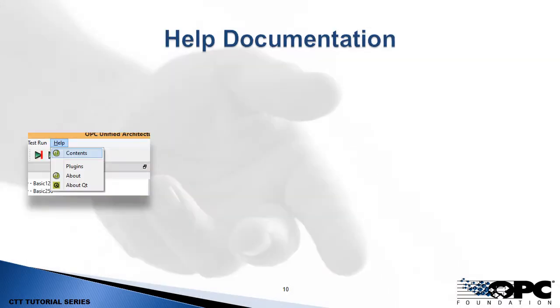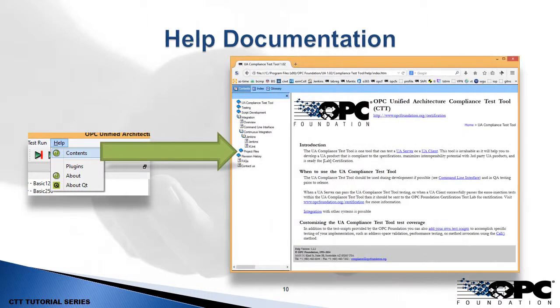The CTT does contain extensive help documentation on the command line interface and integration as a whole. So you just open the CTT, go to the help menu, click contents, and the help documentation is in a browser. It's web-based. So you'll see there's an integration chapter, and then just open that. There's a lot of information in here that describes concepts, the command line interface itself, and then integration with the Jenkins CI.